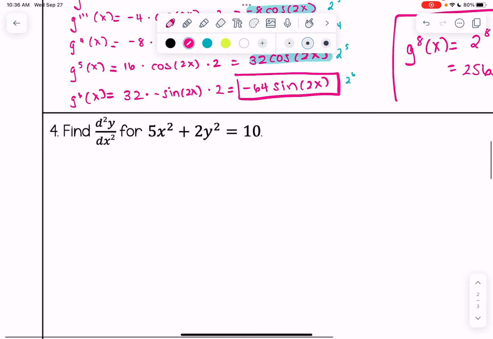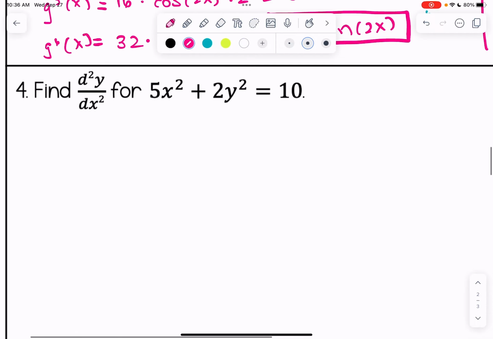All right, the last two problems we're going to look at are ones that involve taking a second derivative, but when you have an implicit function. That's where the y is not isolated, or we're not going to easily isolate the y. This is our notation for the second derivative implicitly. And we're going to start by doing the first derivative just like we've done before.